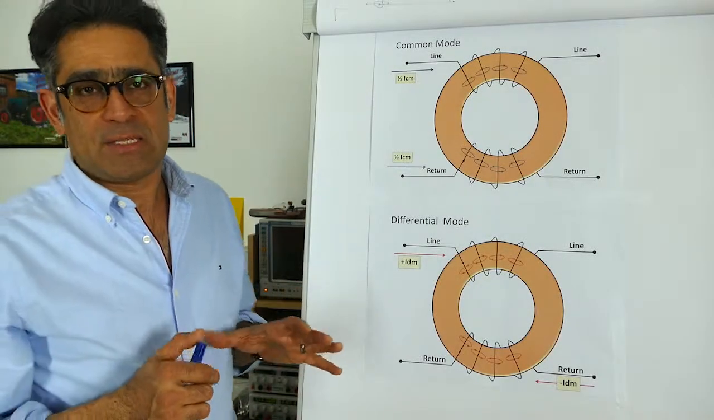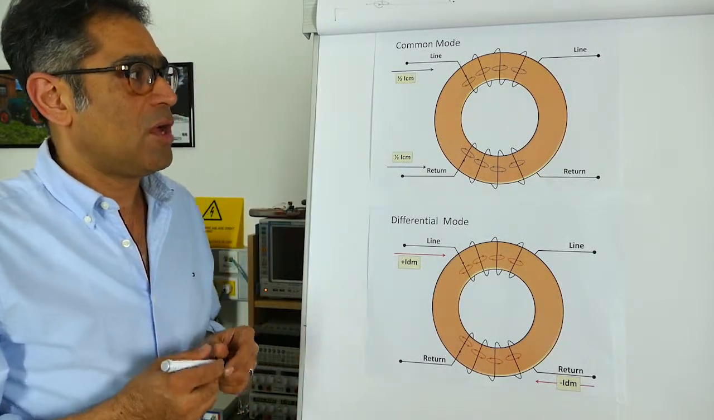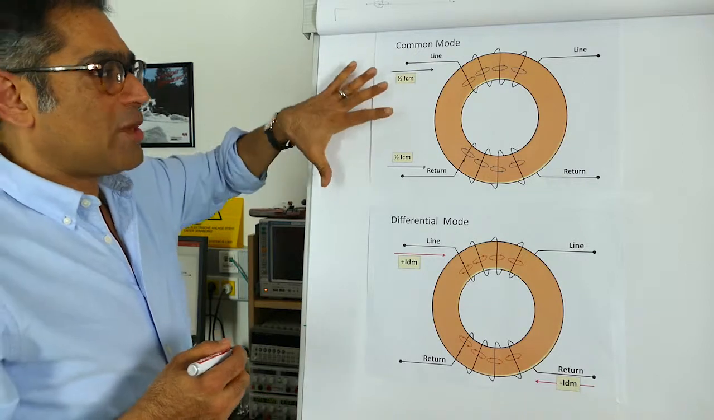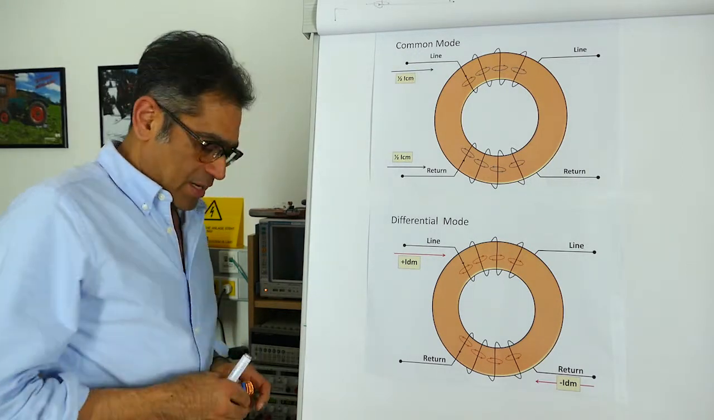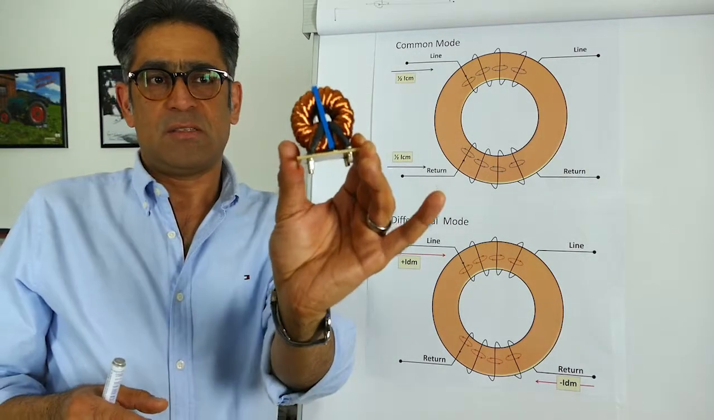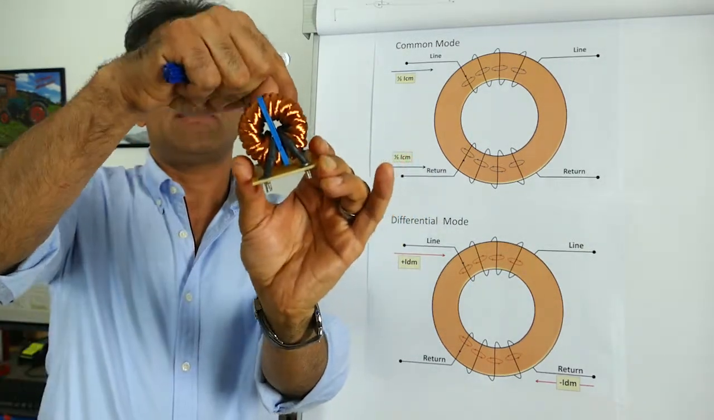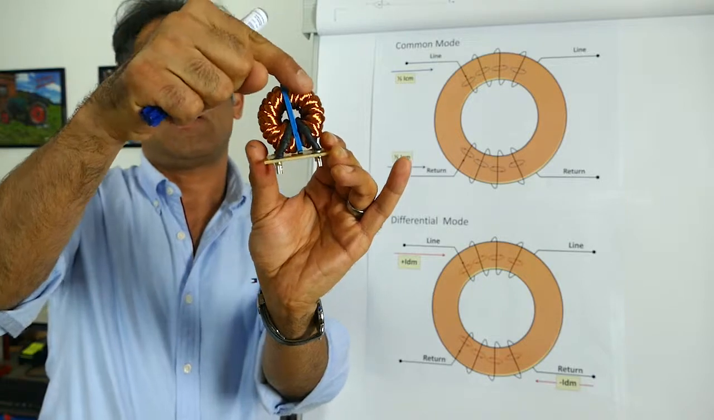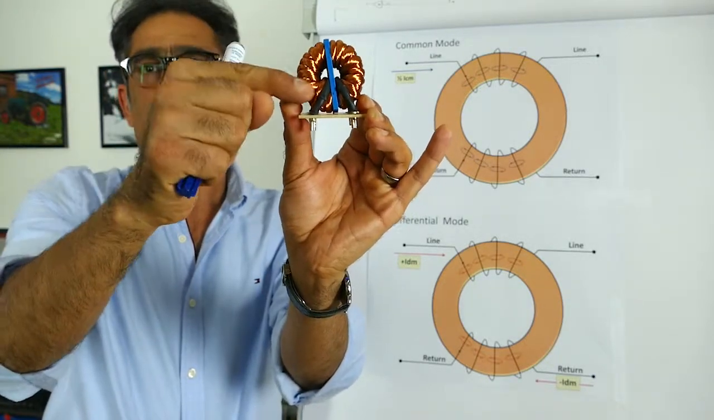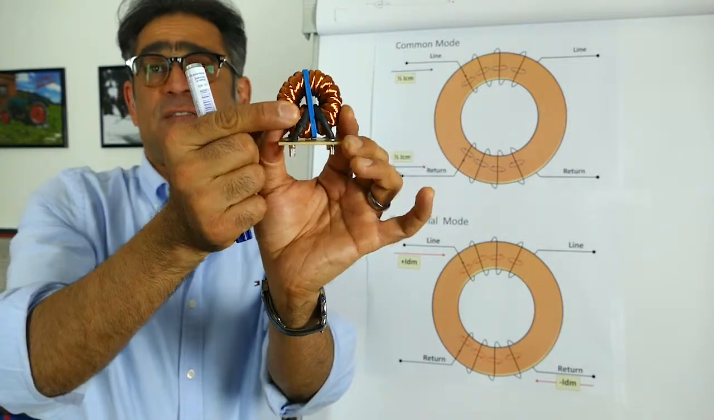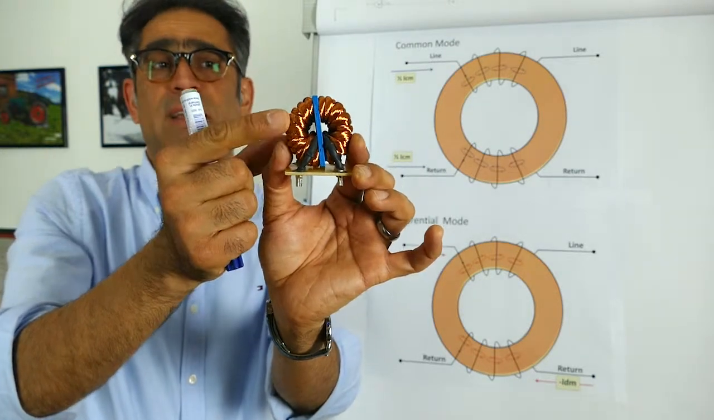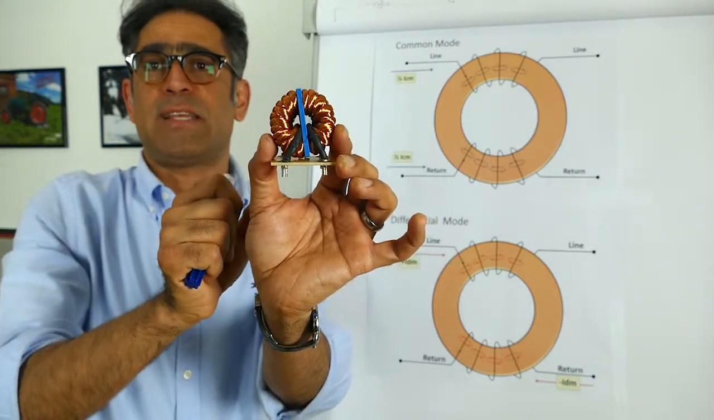First, let's have a look at the operation of a common mode choke. The choke itself looks something like this. You can see that you have got two windings. There's one winding that goes on this side and another winding that goes on this side. It's effectively a transformer with an identical number of windings and the dots being both on the same side.